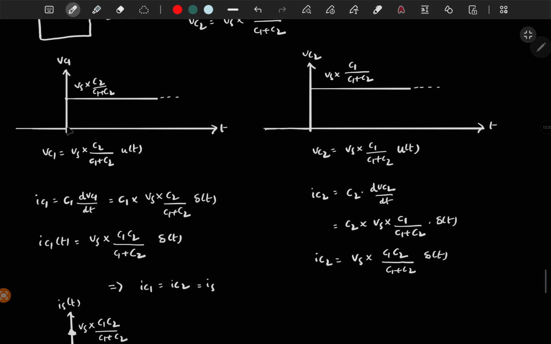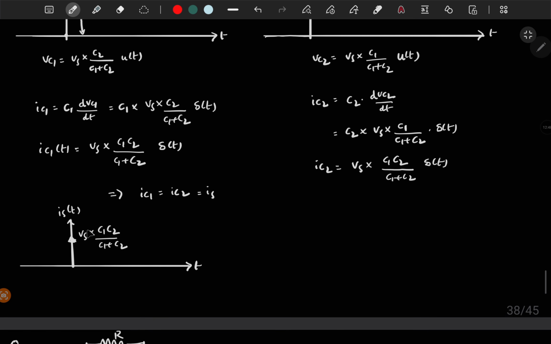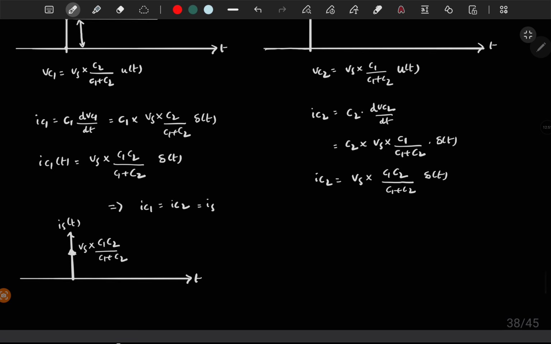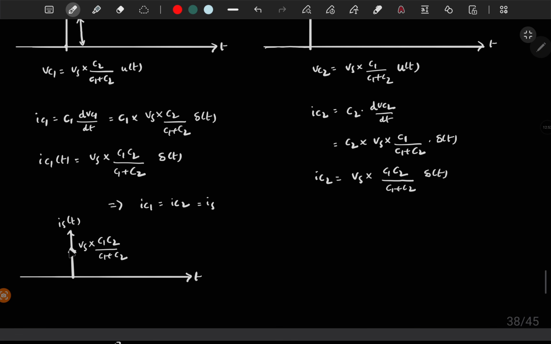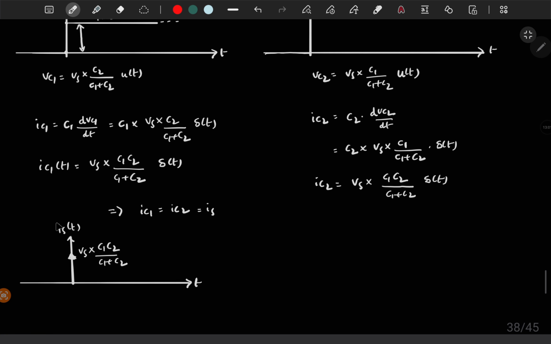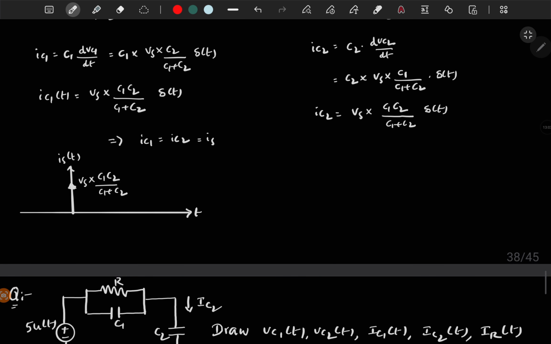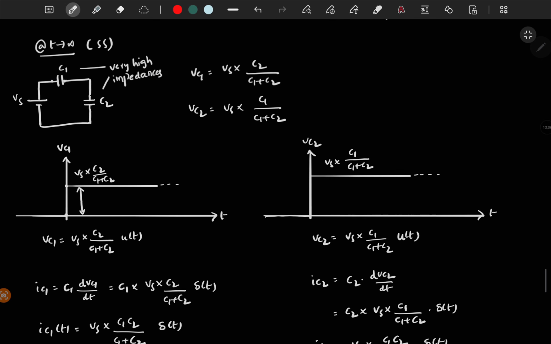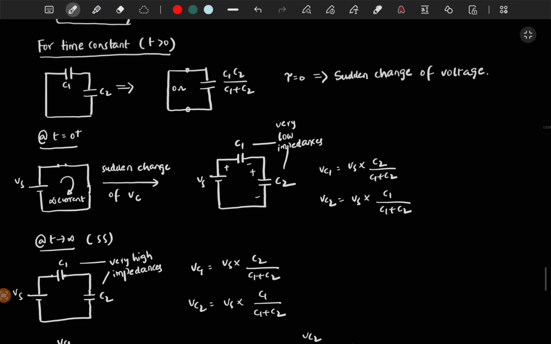But at t equal to 0, there is a change in the voltage, right? From 0 to this value. So if you write C1 into this delta, which is Vs into C2 by C1 plus C2, so C1 into Vs times C2 by C1 plus C2, that is nothing but this magnitude. So directly, if you differentiate this waveform and multiply with C1, then you will get this waveform, which is the impulse function. So that is how this circuit works.